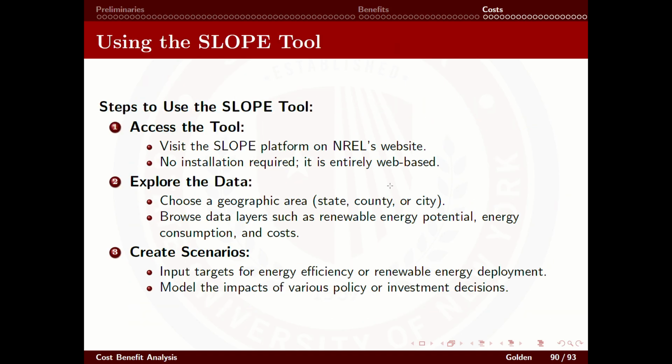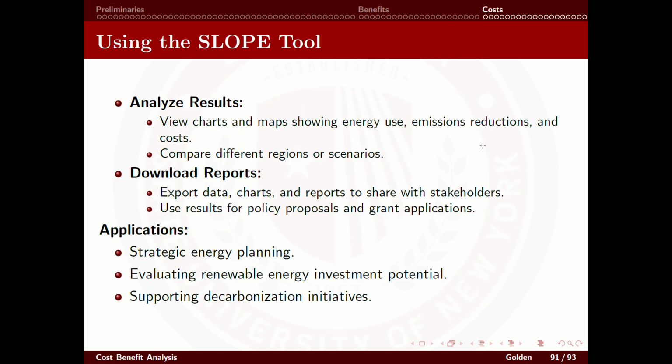So using the SLOPE tool, first access the tool, visit the SLOPE platform on NREL's website. There's no installation required. It's entirely web-based. Then explore the data. Choose a geographic area, state, county, or city. Browse the data layers such as renewable energy potential, energy consumption cost, and then create some scenarios. Look at how different policy variables impact energy efficiency and the viability of projects. And then analyze the results.